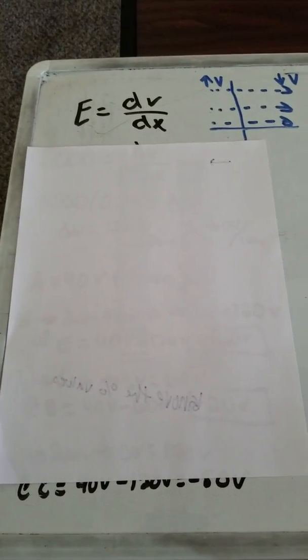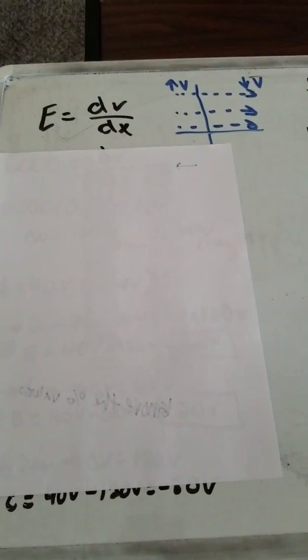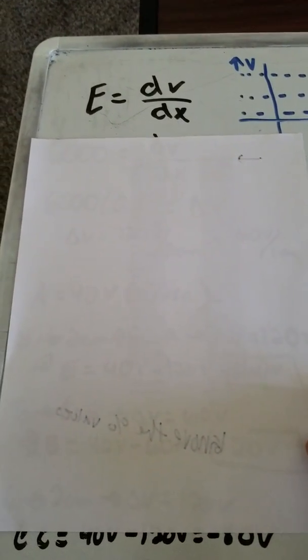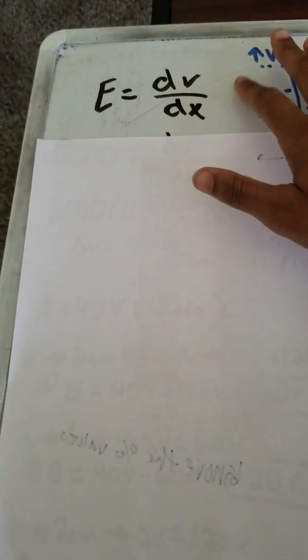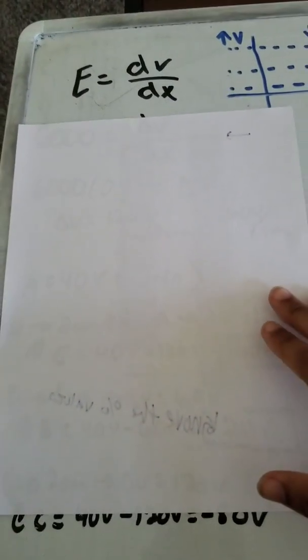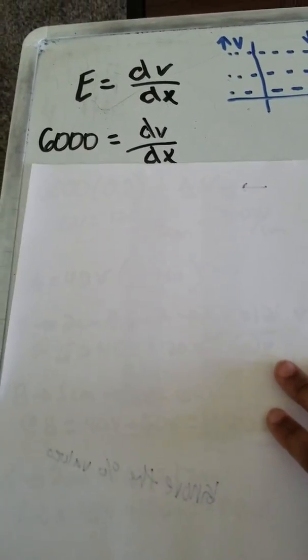Problem number 18 requires us to find the voltage at different points on our grid. The electric field is given to us as 6,000 Newtons per coulomb directed to the right. We can find the voltage at different points using the equation E equals dV/dx. Knowing that E equals 6,000, we can set E equal to 6,000.